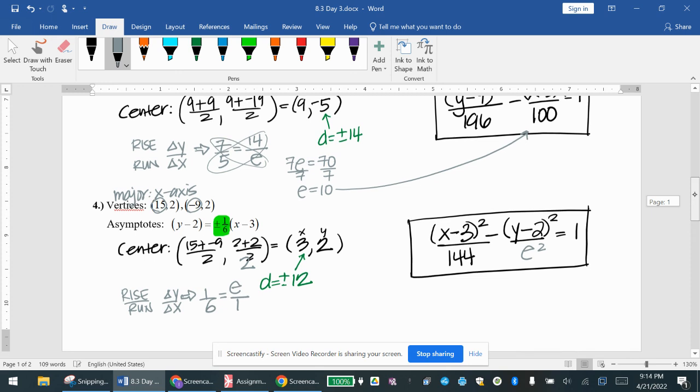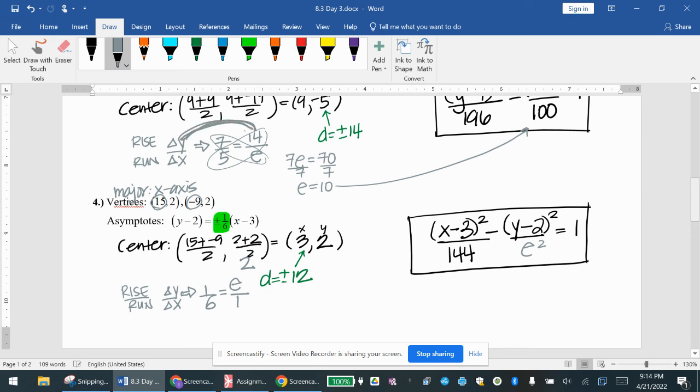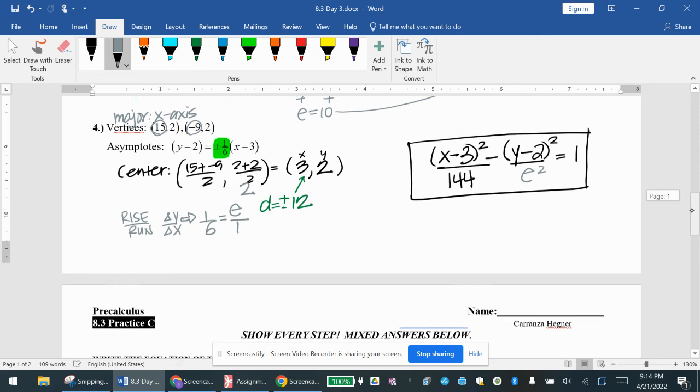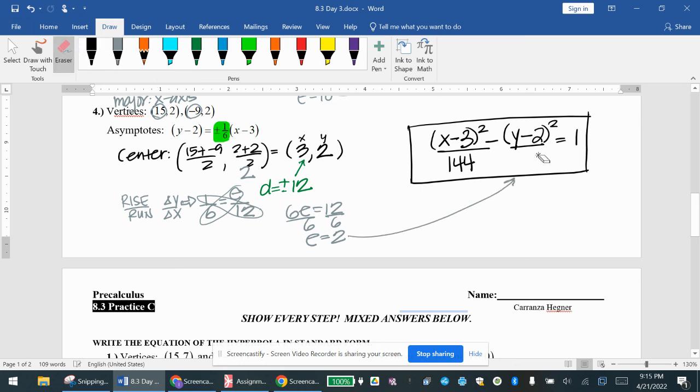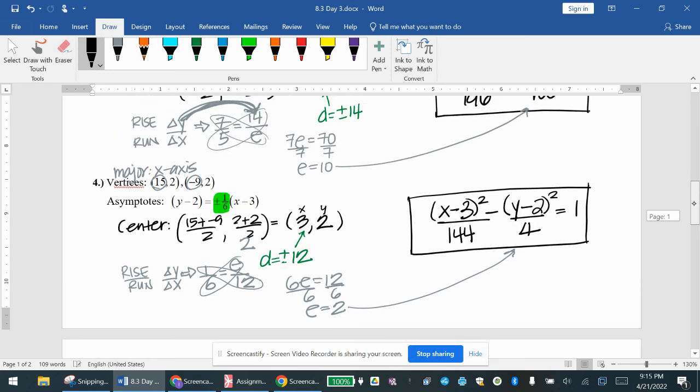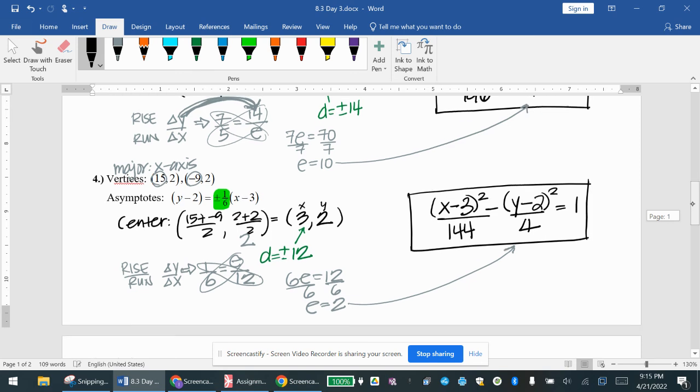Do you see how in the previous one we knew the change in y was 14, so that's why I put the 14 on the top. But here we know the change of x, okay, is 12. So that's why I'm going to put it on the bottom. And then you cross multiply. So you get 6e equals 12 divided by 6. You get 2. And then 2 squared is 4. Okay, so when you are given the asymptotes, don't forget to use that slope and change in y over change in x to help you figure it out.